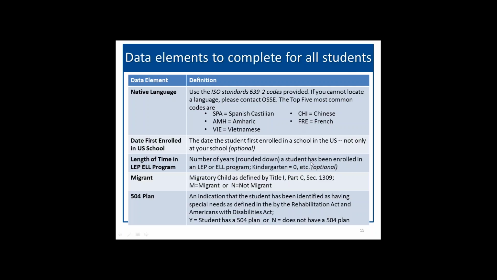For kindergartners, it would be 0. Next, a migratory student. So if a student is a migrant, according to the Title I, Part C definition, you would enter M, otherwise N. Next, 504 plan. If the student has been identified as a student with disabilities, as defined by the Rehabilitation Act and Americans with Disabilities Act, you would enter a Y, otherwise N.